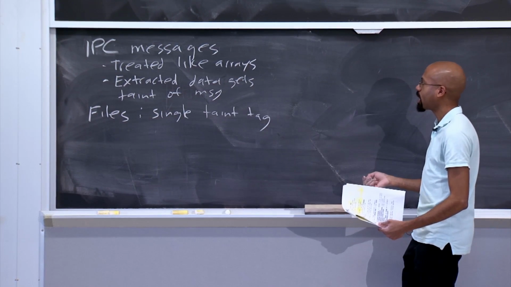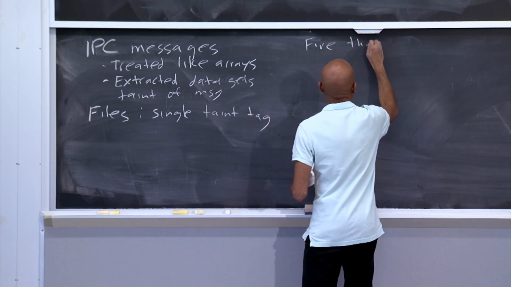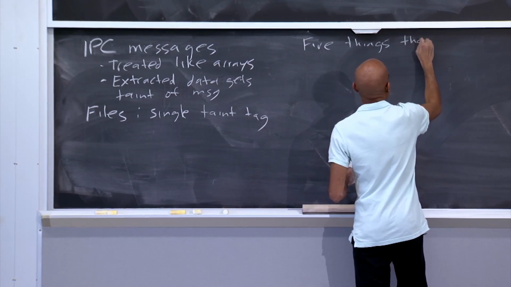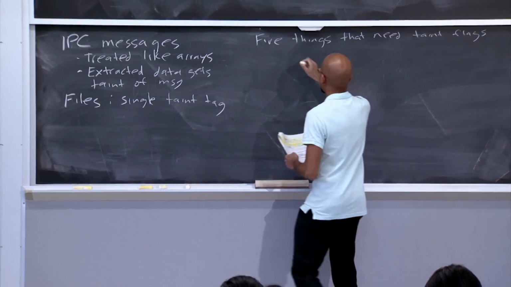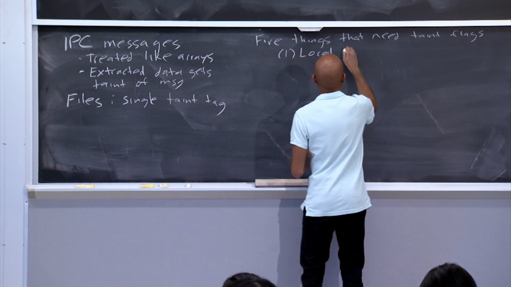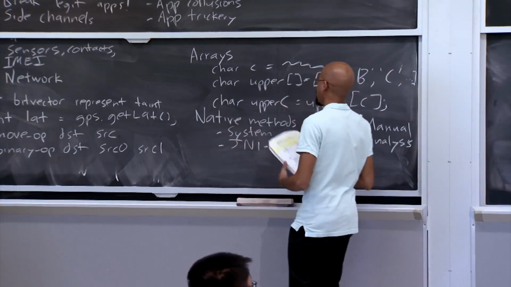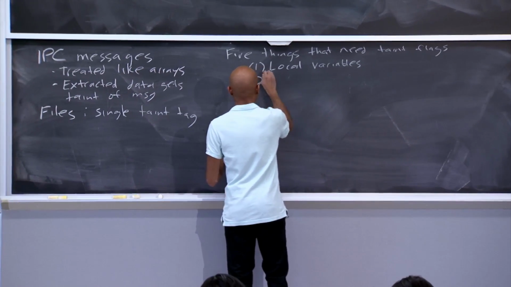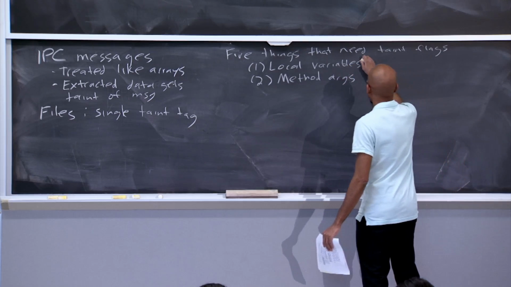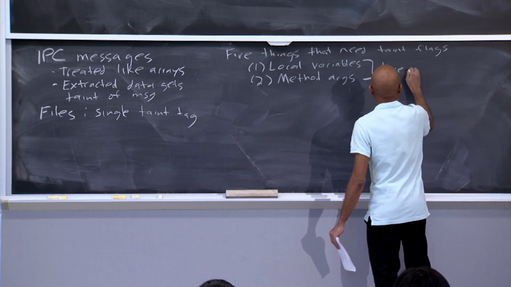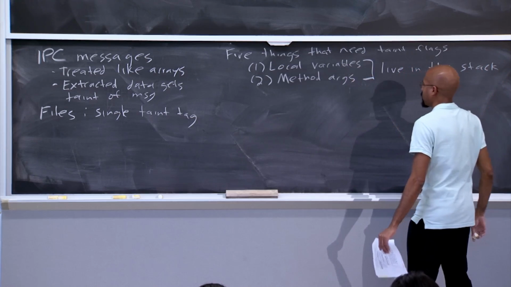So what kind of things do we have to taint in terms of Java state? There are basically five types of Java objects that need taint flags. The first kind of thing is the local variables that live in a method. You can imagine, like back over here, a local variable, char c, for example. So we have to assign taint flags to those things. You can also imagine that method arguments need to have taint flags. Both of these live in the stack, so TaintDroid has to keep track of assigning flags for those types of things.